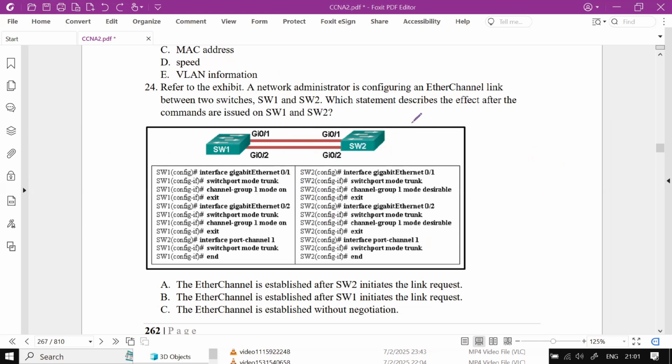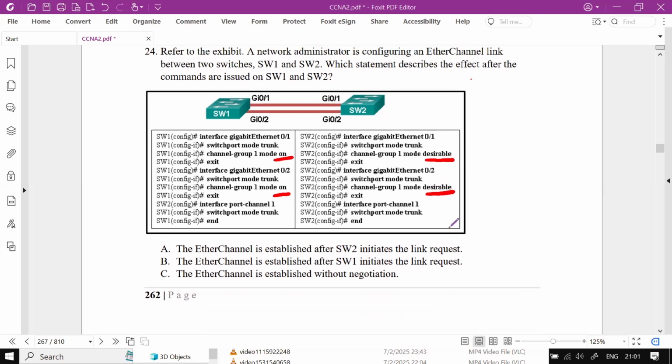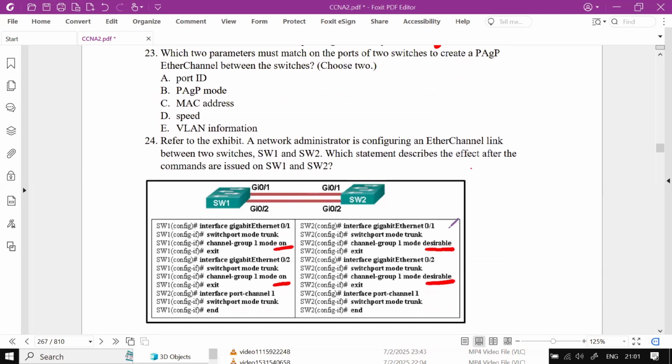That said, question: which statement describes the effect after the commands are issued? What happens in my commands? Depending on the highlighted parts that I'm going to discuss. So basically, how many answers do I see? Okay, there's the 4th answer. What happens now, with the things that I've just highlighted, what is happening?